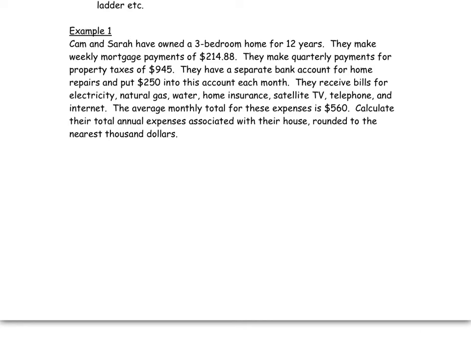They receive bills for electricity, natural gas, water, home insurance, satellite TV, telephone, and internet, and the average monthly total for those expenses is $560. Calculate their total annual expenses associated with their house, rounded to the nearest $1,000. So let's break this down and figure out the total for the different categories here.